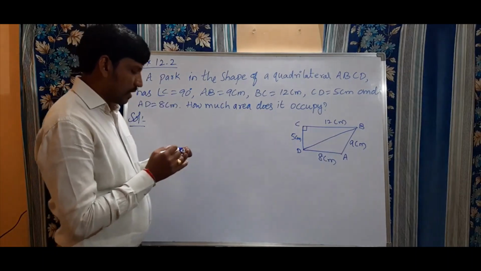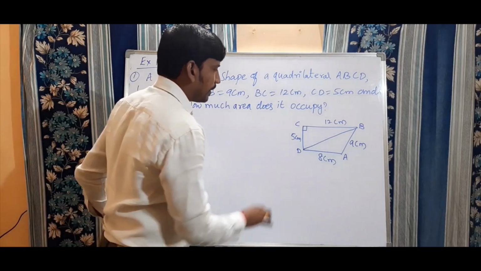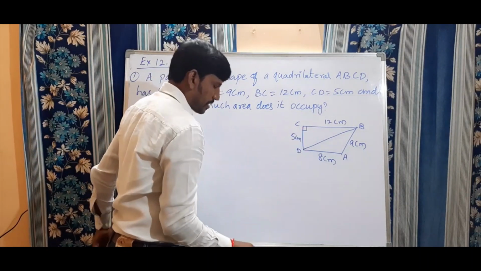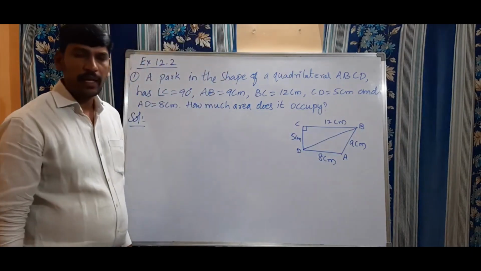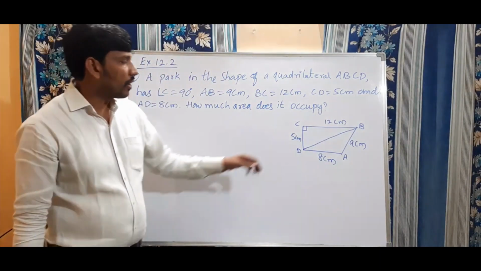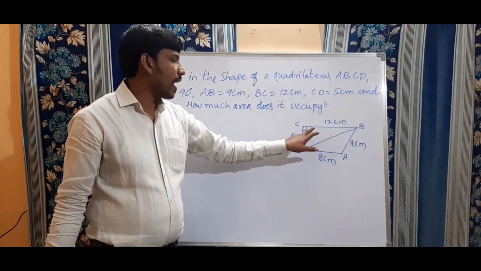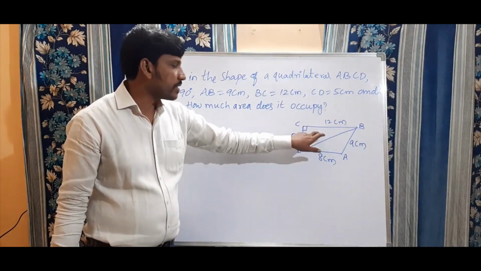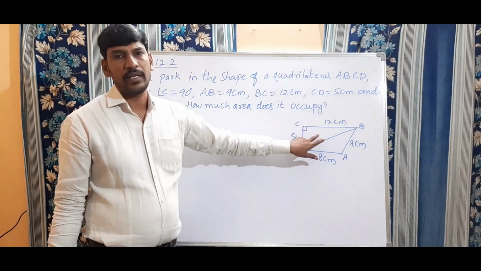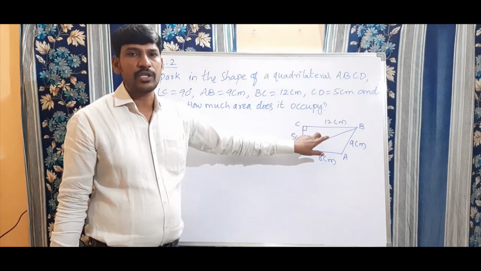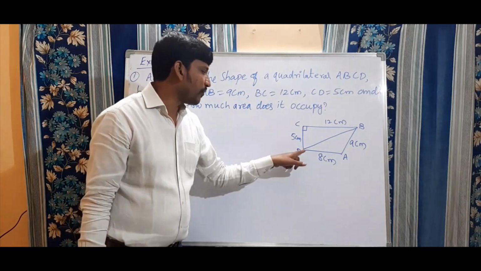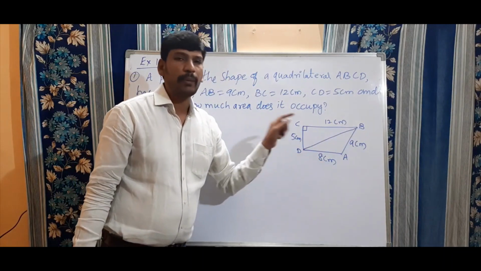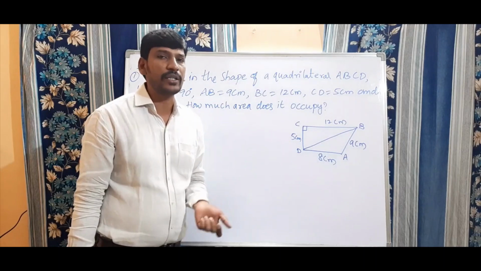Now observe this quadrilateral in this part. This BCD is a triangle. Which type of triangle? Out of 3 angles, one angle is 90 degrees, so this is a right angle triangle. So by using the Pythagoras theorem, we will find out the length of BD. Clear? What is the Pythagoras theorem?